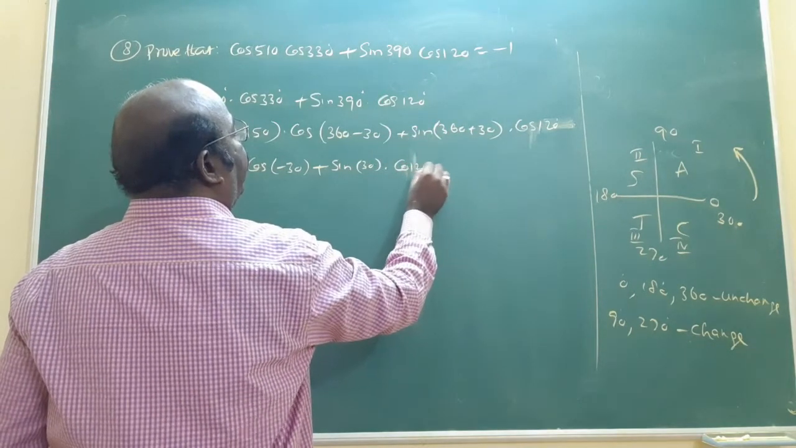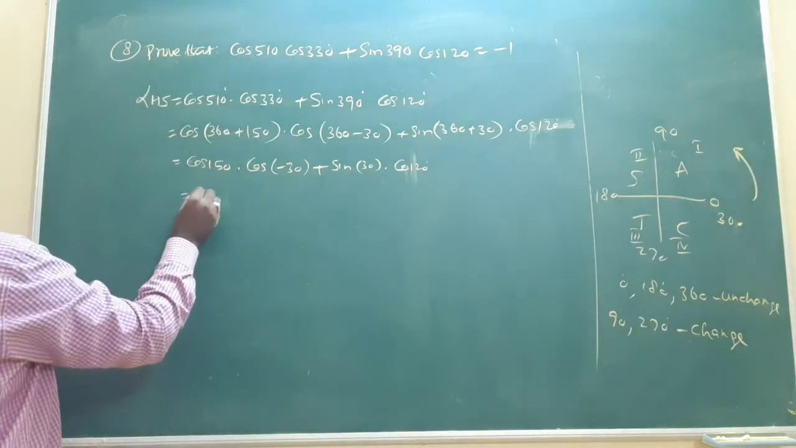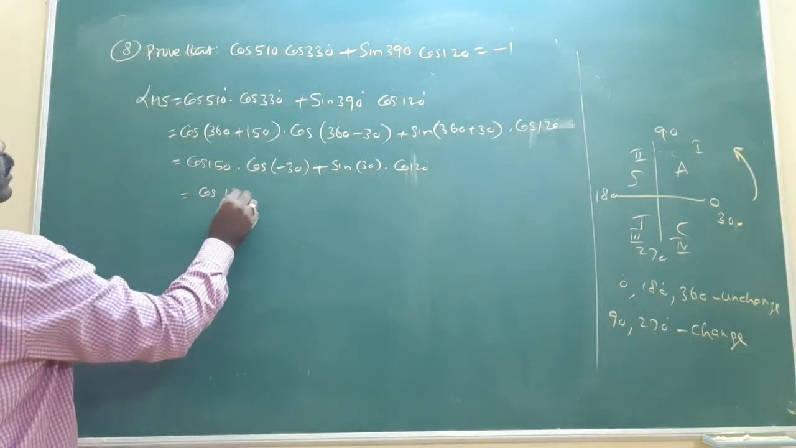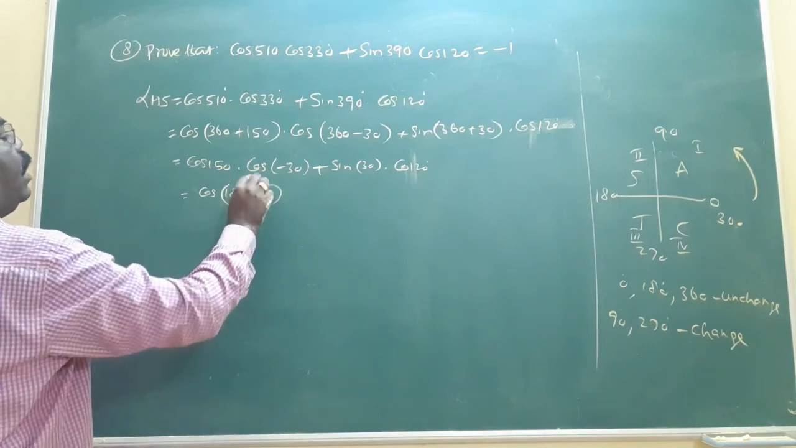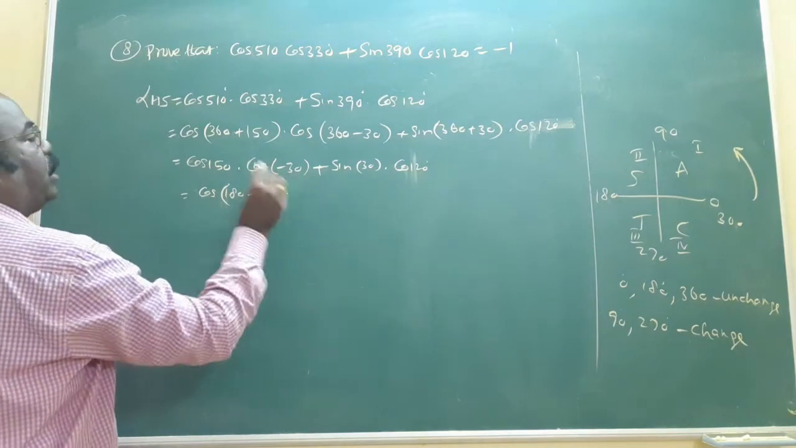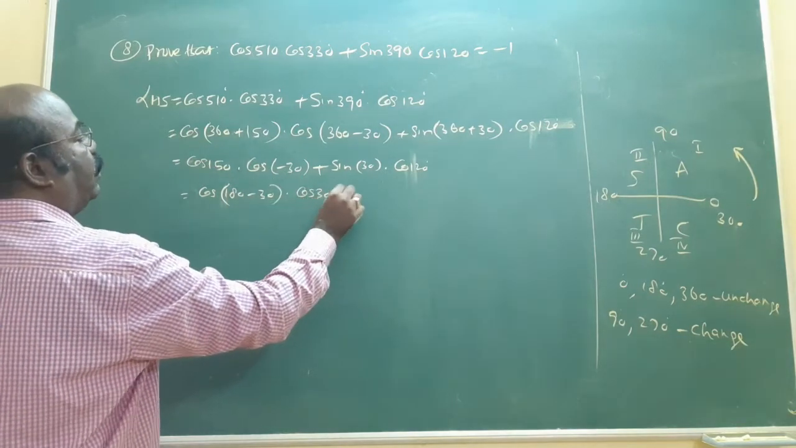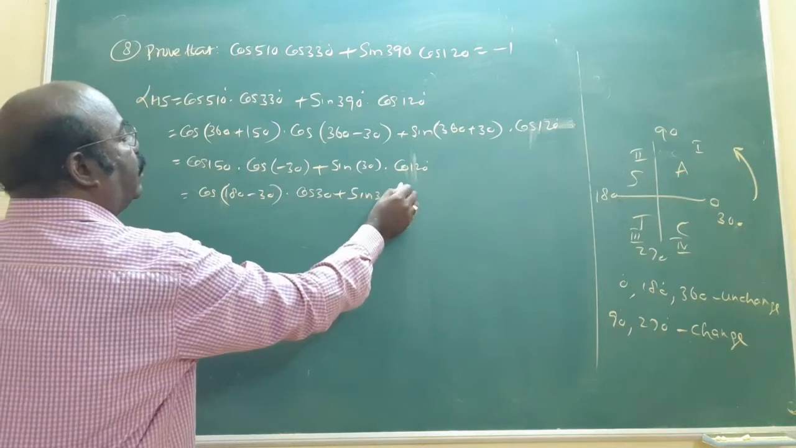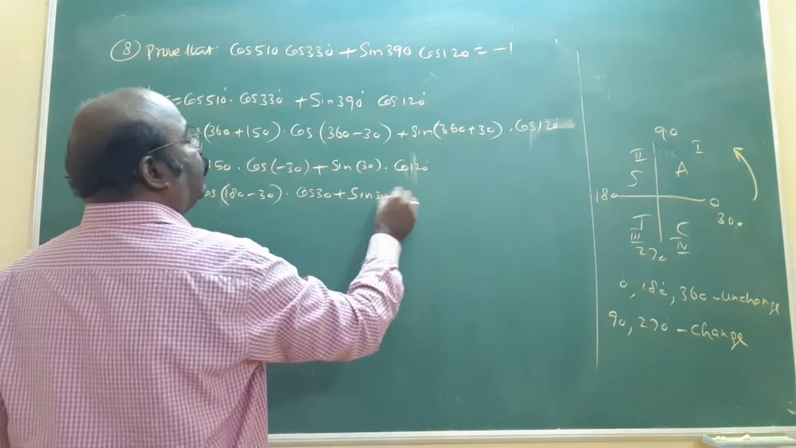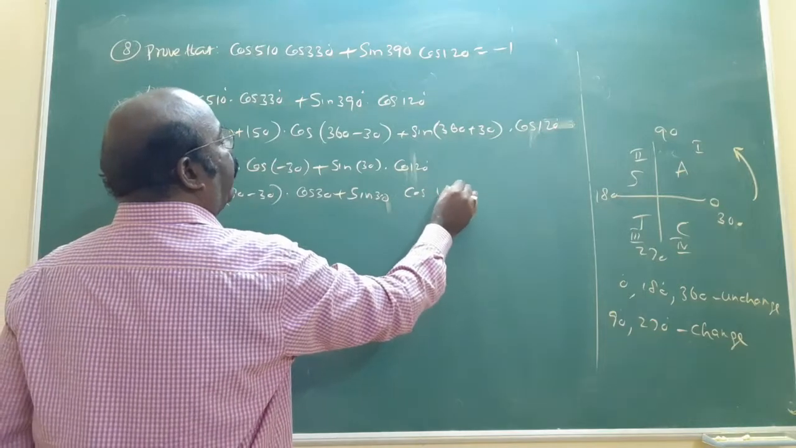Now you only want to write the previous angle. Cos 150 can be 180 minus 30. Cos of negative angle, that is what? Positive. Only cos 30. This is also sin 30. This can be written as cos 180 minus 60.